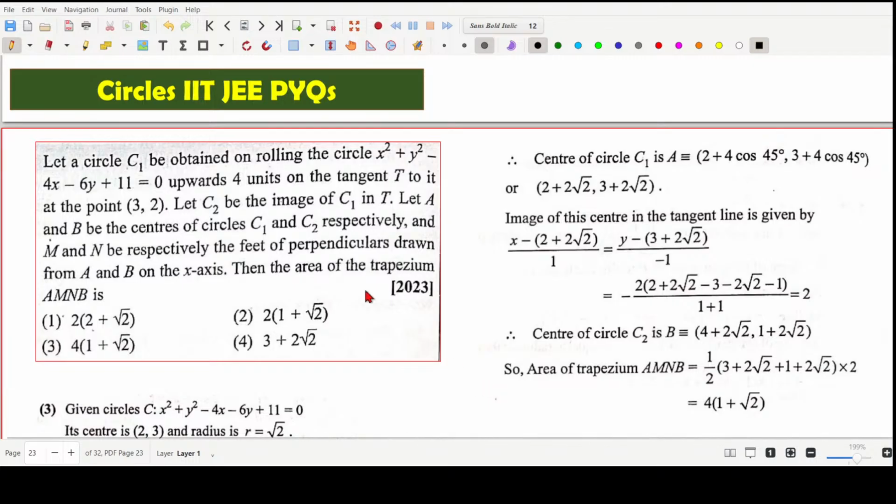Okay, cool. So there is a circle. This C1 is obtained by rolling another circle. This is another circle, right? This is another circle upwards 4 units, on the tangent to it at (3, 2).